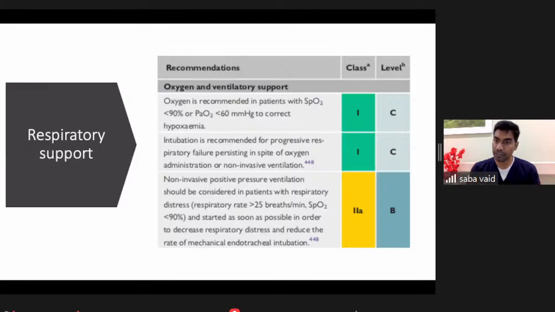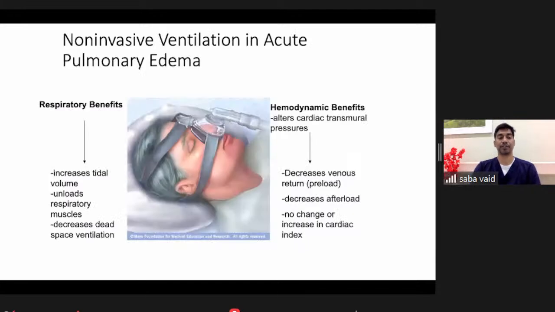It depends on what patient you're dealing with. It's almost always wise to start with NIV, and then once you start seeing signs of improvement, you can work down and start HFNC on these patients.